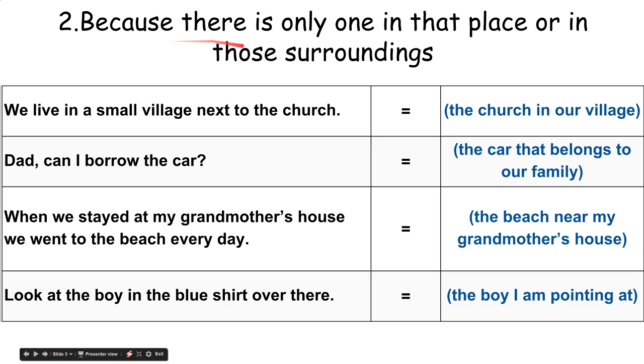Number two, because there is only one in that place or in those surroundings. So it's similar to the last one. For example, we live in a small village next to the church. The church in our village. So I live in a small village, and in this small village, there is only one church. Dad, can I borrow the car? The car that belongs to our family. So there is only one car that belongs to us, the family.